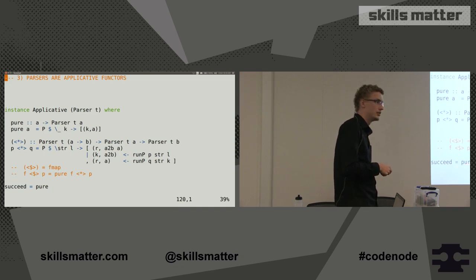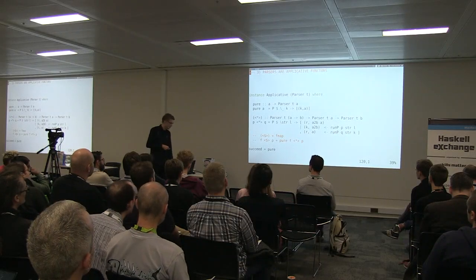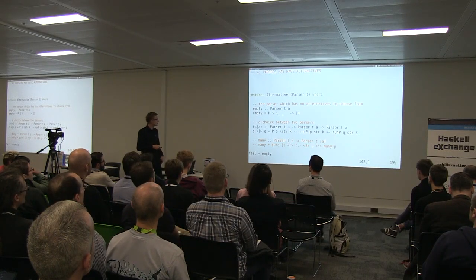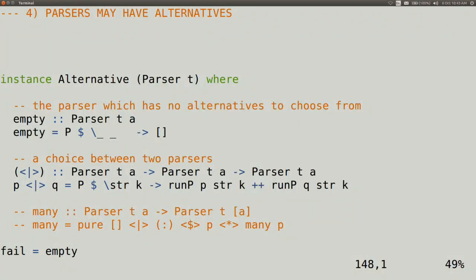And I'm introducing succeed as a synonym for pure, just because the name is more suggestive of the parsing that we're doing. Then we can also observe that parsers can form alternatives of each other. So we can represent choice between parsers. These parsers must produce values of the same type, otherwise they are not valid alternatives. And the idea is we just run both parsers and accumulate our results.